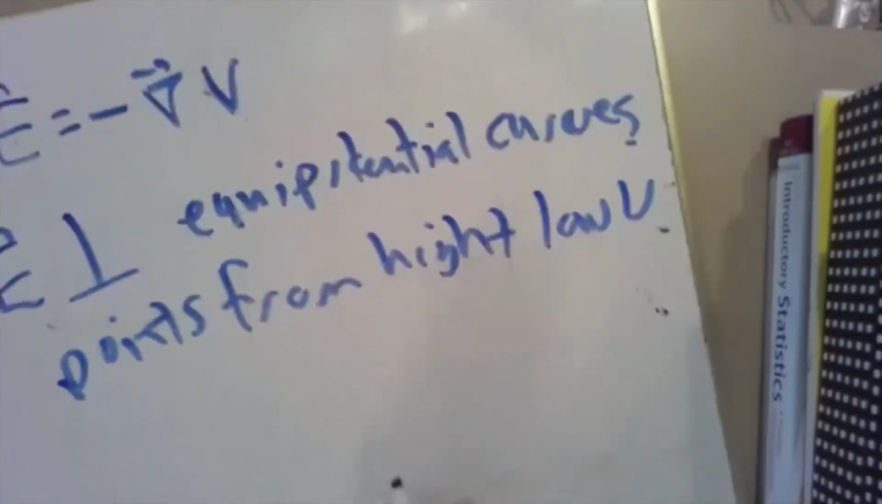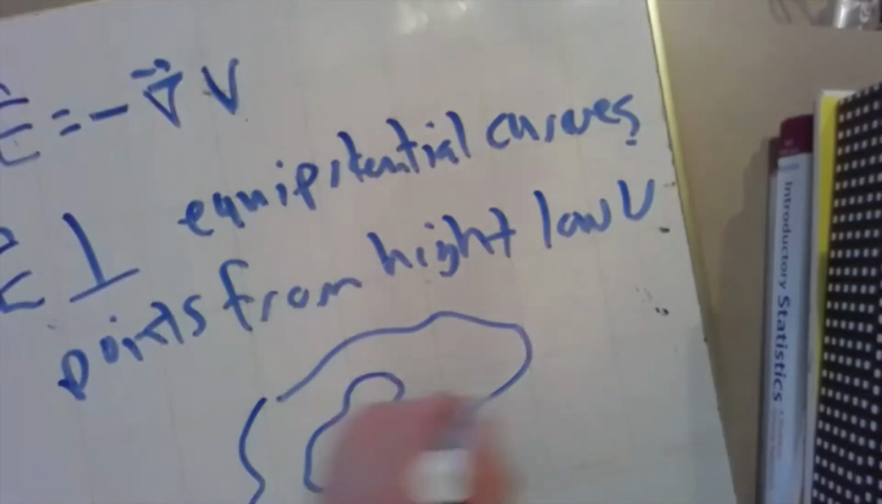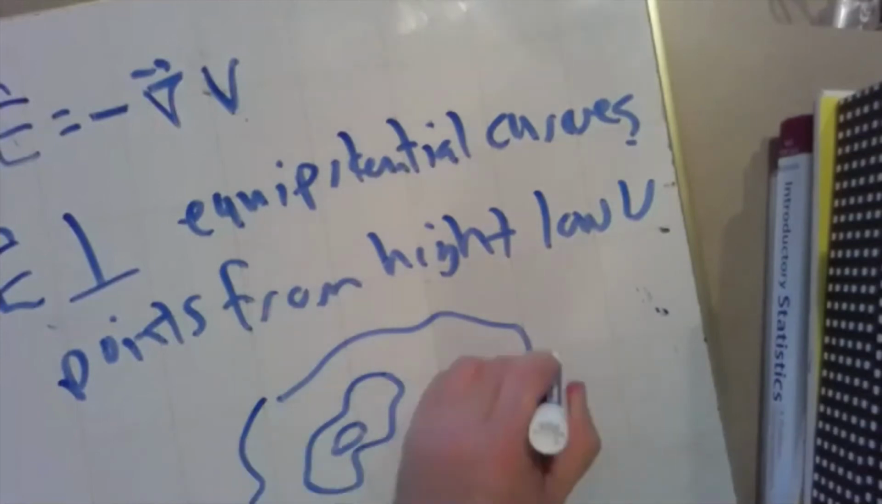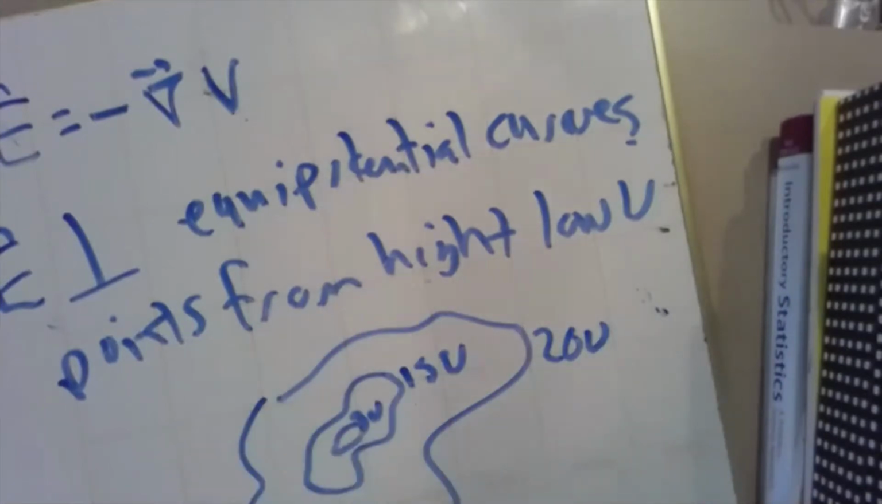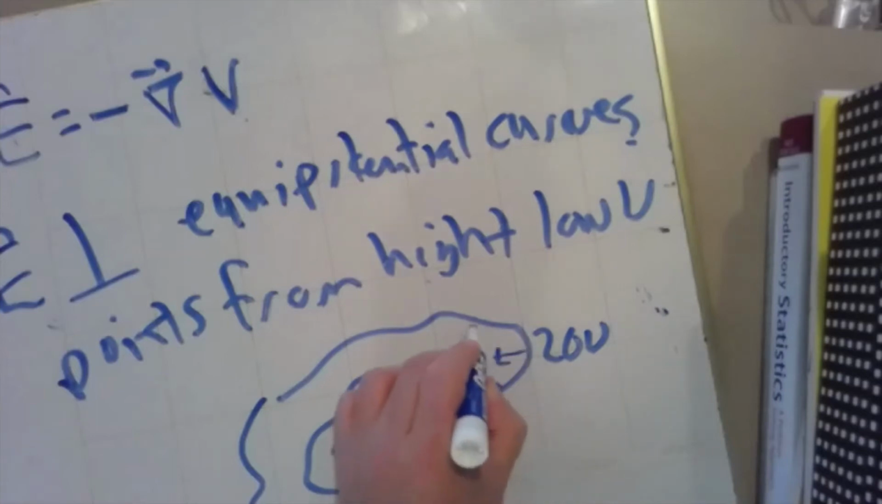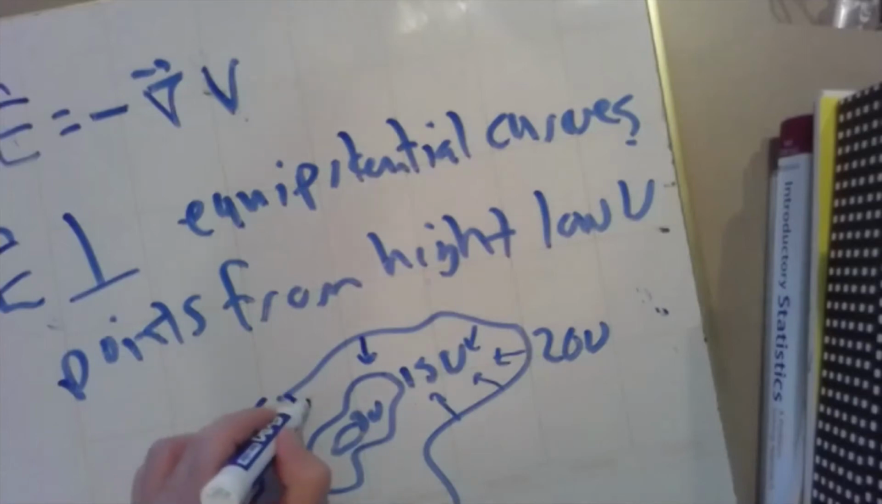Points downhill. So if I had, I don't know, maybe equal potential curves that look like this, maybe this is 20 volts, 15 volts, 5 volts. At every point along these curves, my E vectors would be pointing perpendicular to the curve and point from higher to lower potential. And so forth.